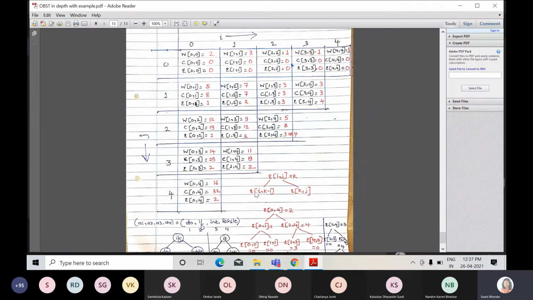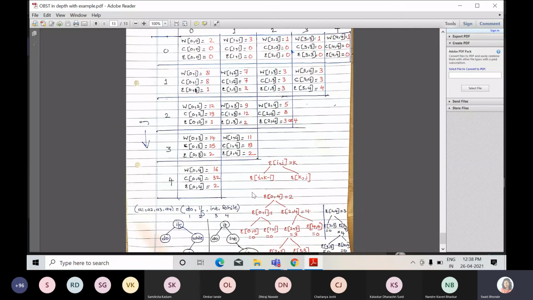Okay, so on the left side there will be r of i comma k minus 1 and on the right hand side there will be r of k comma j. You have calculated the costs, but now for that particular i and j cost we need to find who the root is. So what is the last value here? The i j value at the end is 0 comma 4. So you will start from r of 0 comma 4.